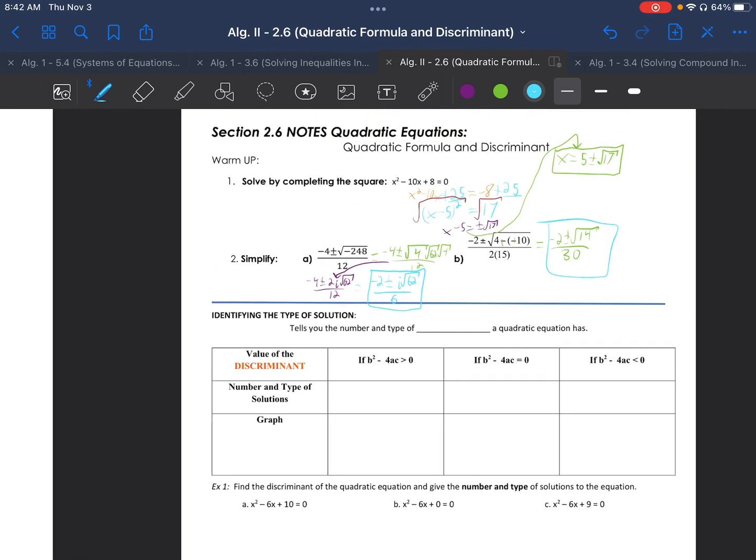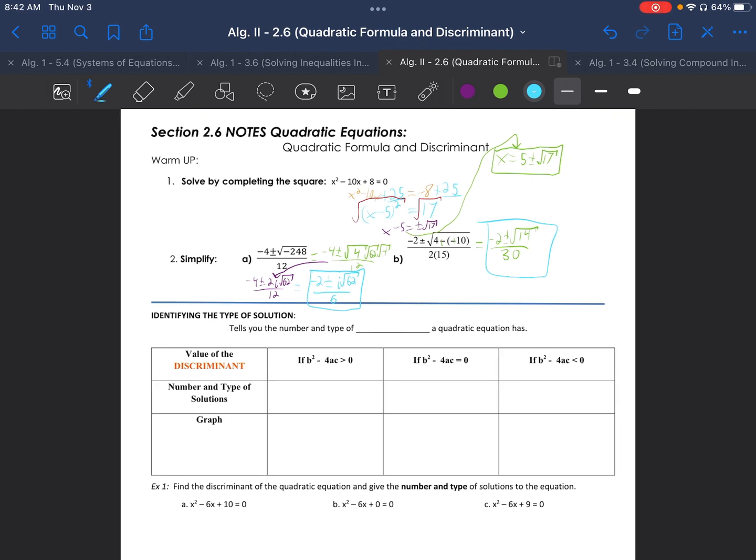All right, now on to the new stuff. So we have this thing called the discriminant. And the discriminant helps us identify our solutions. It tells us the number and type of solutions a quadratic equation has. A reminder, a quadratic equation is ax squared plus bx plus c.